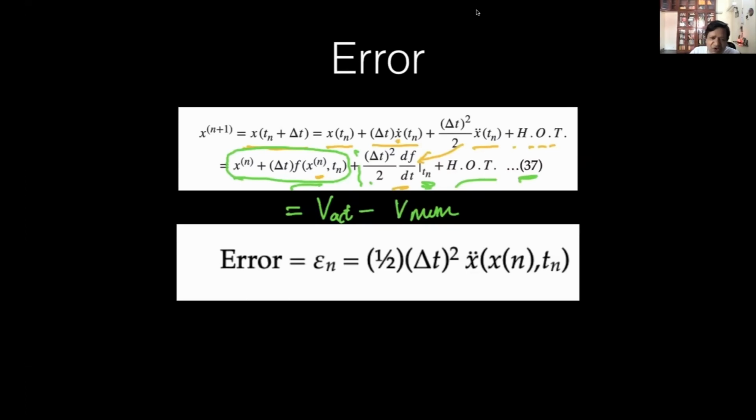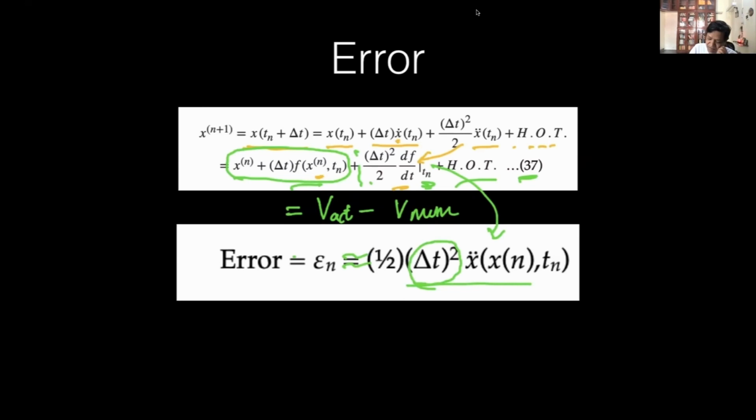But we say, well, higher order terms are small for small delta t. So my error to leading order is approximately this object. Okay, df by dt is x double dot. Okay, so the error is delta t squared in each step. Every time step we have an error of delta t squared.